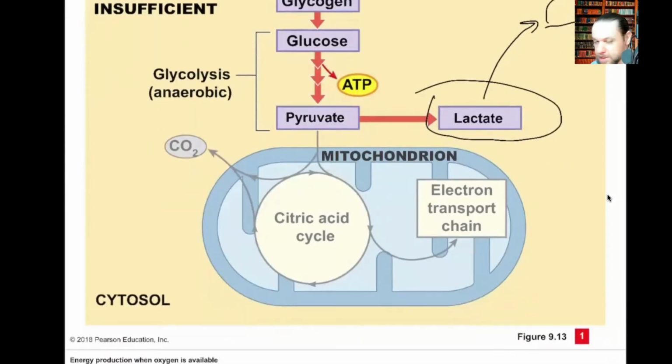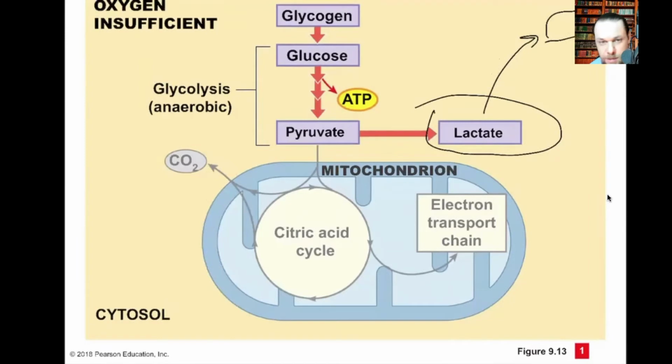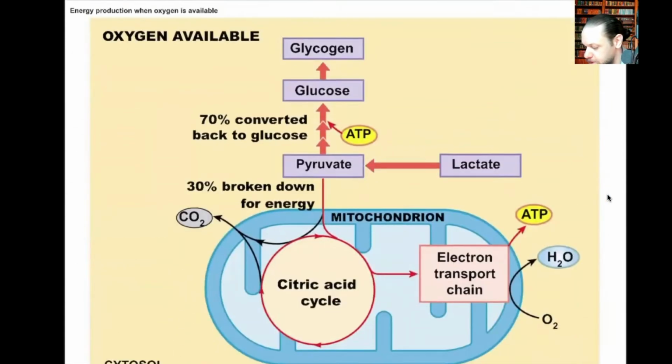So in the anaerobic condition, or in cells that do not have mitochondria, you can only make lactate or stick with glycolysis only. But in oxygen-sufficient areas, the pyruvate can go into the mitochondria, and with oxygen in the electron transport chain, it can make a lot of ATP. So here we see oxygen is available, and so ATP is produced.